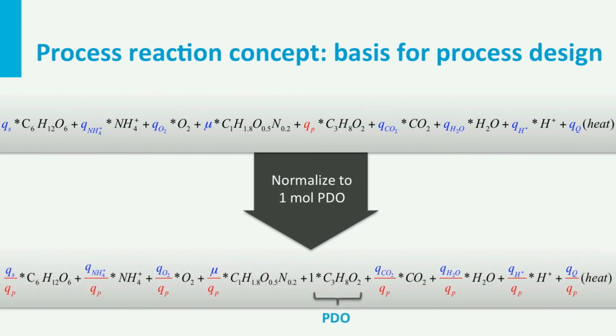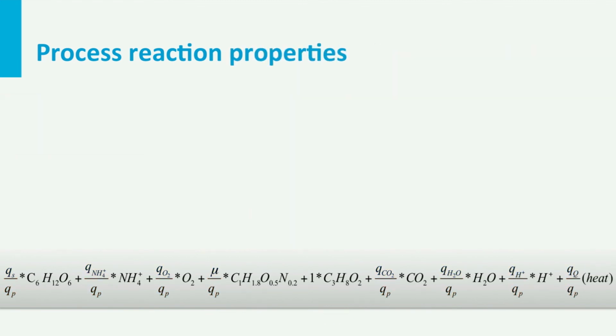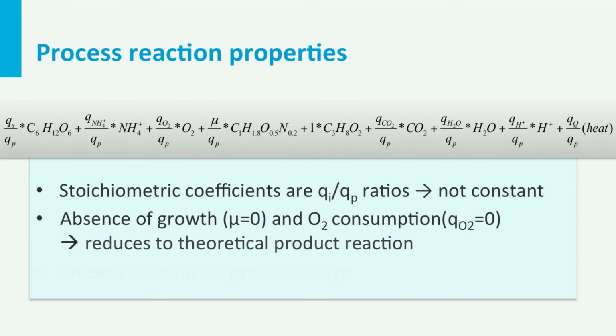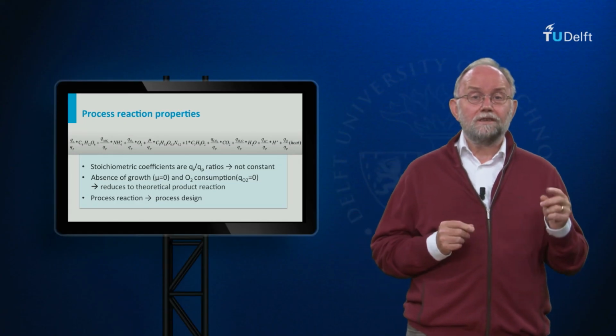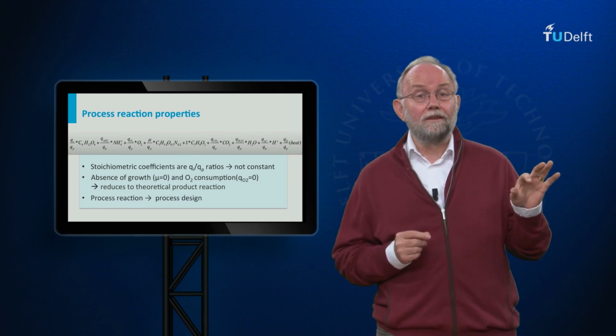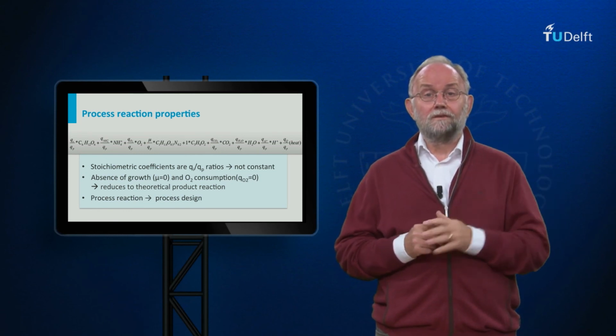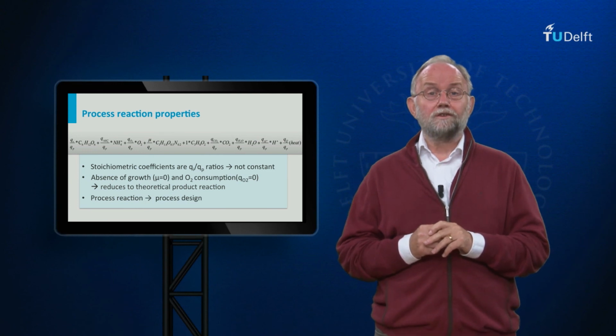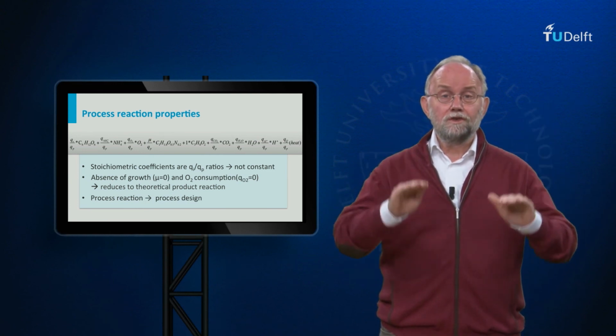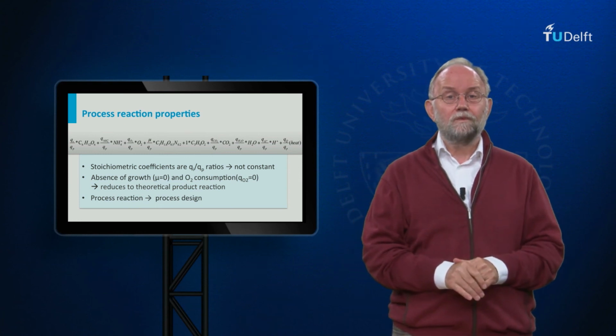This is done by dividing all the coefficients by qp. This process reaction has important properties. Its stoichiometric coefficients are qi over qp ratios, which can be positive, in mole i produced per mole PDO produced, or negative, in mole i consumed per mole PDO produced. The coefficients represent the process stoichiometry, which depends on the q rates, and which are therefore not constant. In the absence of growth or oxygen consumption, the process reaction reduces to the theoretical product reaction, which we just discussed.